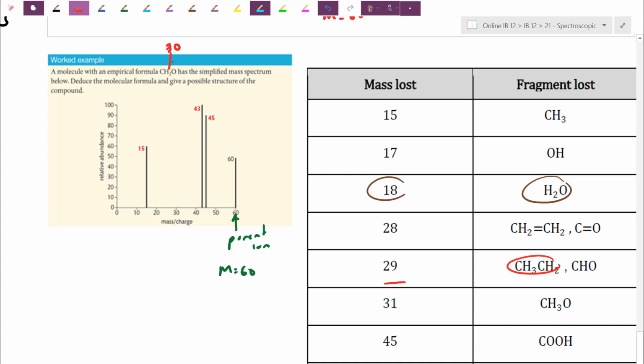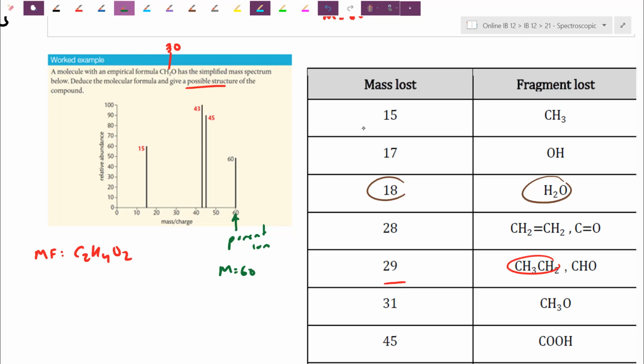How many empirical units would I need to end up making that? Well, my molecular formula will probably be twice this one. So C2H4O2. So I already know how many there are. Remember, in organic, this could be many different functionalities. This could be many different isomers. They're just saying give one possible structure that has this fragment here.